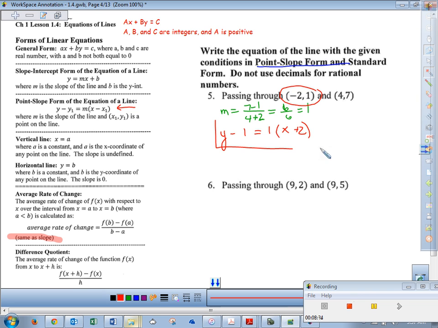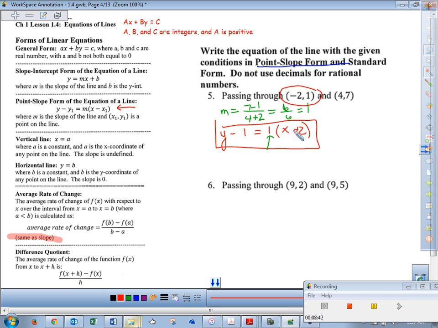I do not know how MyMathLab will treat you on typing that 1 or not. Sometimes they make you type it. Sometimes they don't make you type it. So that's why they give you more than one shot at it. They also want it in standard form. So what you got to do is still keep going and put it in slope-intercept form first, and then we'll put it in standard form.